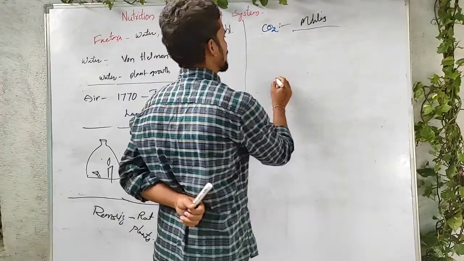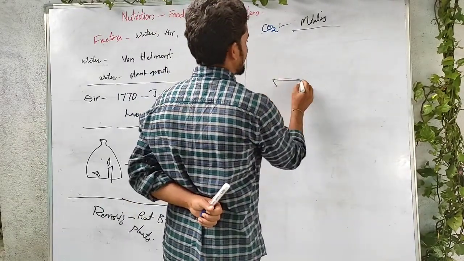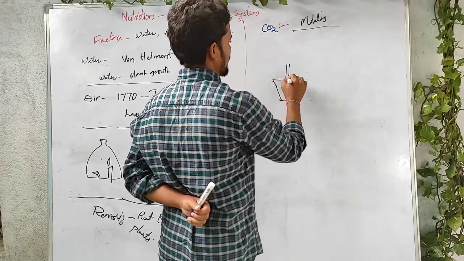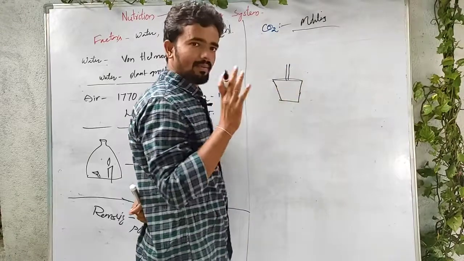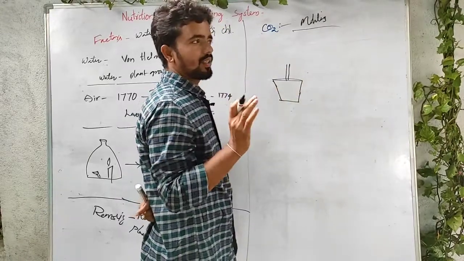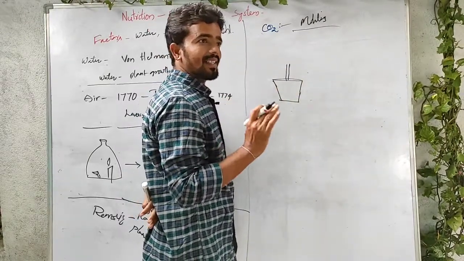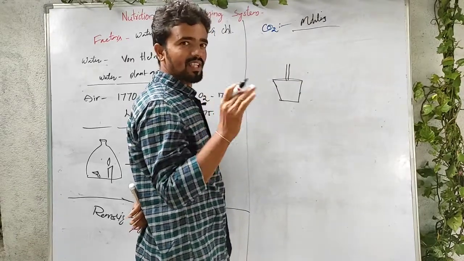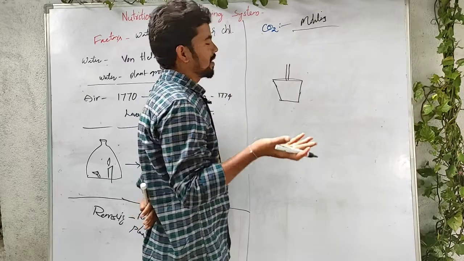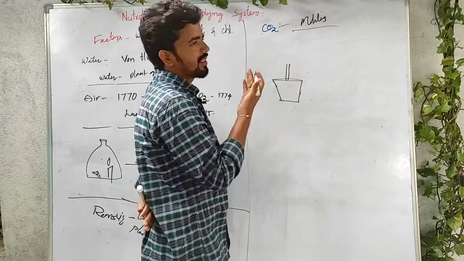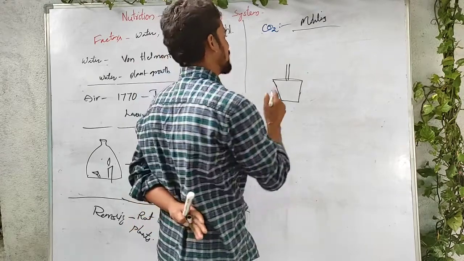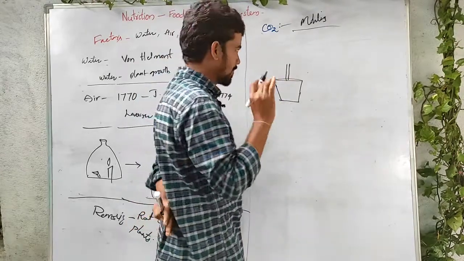For that, first we have to take a de-starched plant. What does it mean? It means we have to take a plant in a pot and keep it in the dark for 1 week, so that whatever food material is present in the leaf will be utilized by the plant and there will not be any food material or starch in the leaf. That is what we call a de-starched plant.